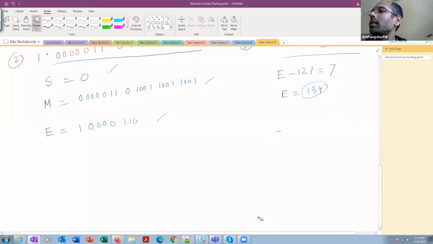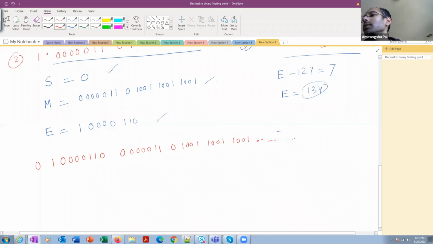So the binary number is going to be the sign bit, followed by the next 8 bits of exponent. So 1 2 3 4 5 6 7 8: 1 0 0 0 0 1 1 0. The remaining field is the mantissa: 0 0 0 0 0 1 1 0 1 0 0 1 1 0 0 1 1 0 0 1. Ultimately you need to repeat this process until the 32 bits are exhausted.